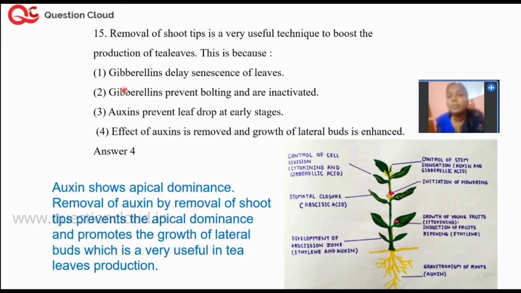Okay, so the options given are: option 1, gibberellins delay senescence of leaves. Option 2 is gibberellins prevent blotting and are inactivated. Option 3 is auxins prevent leaf drop at early stages. Option 4 is effect of auxins is removed and growth of lateral buds is enhanced. Okay, so the right option, of course, you can see from the answer itself, is option 4: the effect of auxin is removed and growth of lateral buds is enhanced.